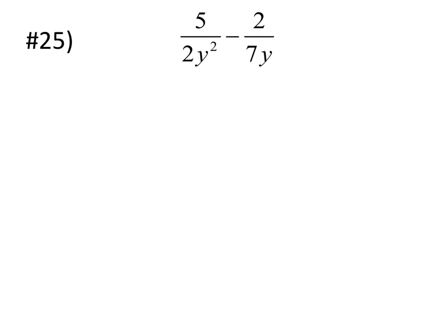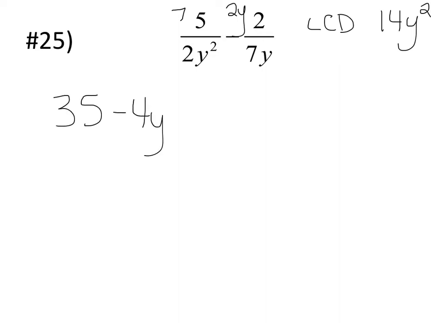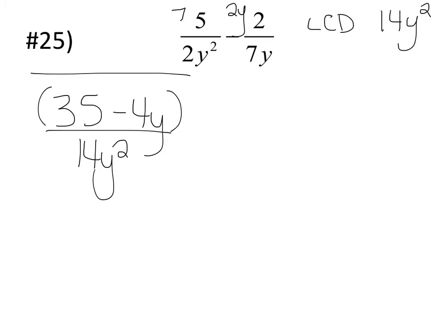Okay, so let's first find the LCD. I need a 2 and a 7 represented, so it's going to be 14. I need a y squared represented for right here. And I need a y represented, but I already have y squared, so I'm good. So you're going to ask yourself, what is each denominator missing that the LCD has? So here I would need a 7, multiply by 7. And here I would need a 2 and a y, because I only have one y on that one. So it's going to be 35 minus 4y all over 14y squared. And remember, this is a binomial up here. You can't do anything to reduce anything. So you just leave it alone.